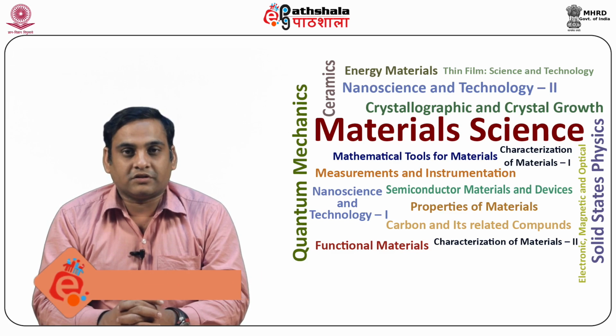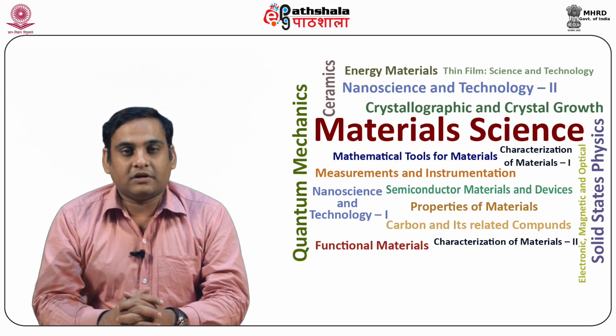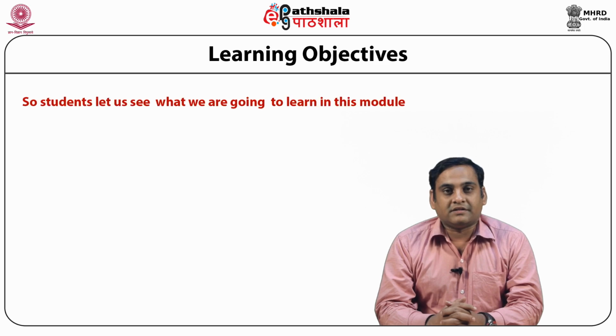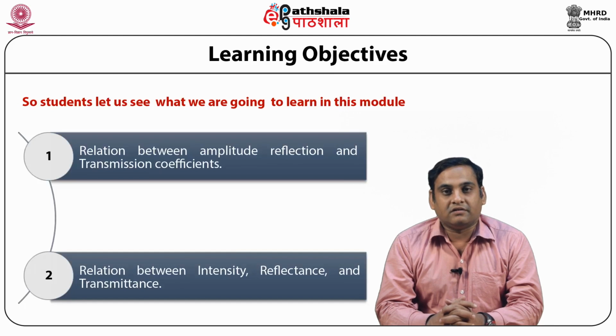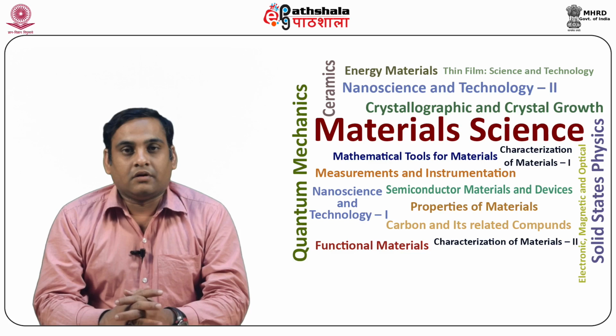Today we are going to discuss the module Optical Properties Second from the paper Electronic, Magnetic and Optical Properties of Materials. So students, let's see what we are going to learn in this module. Relation between amplitude, reflection and transmission coefficients, and we'll also learn about the relation between intensity, reflectance and transmittance. Fresnel's equation, amplitude, reflection and transmission coefficient.